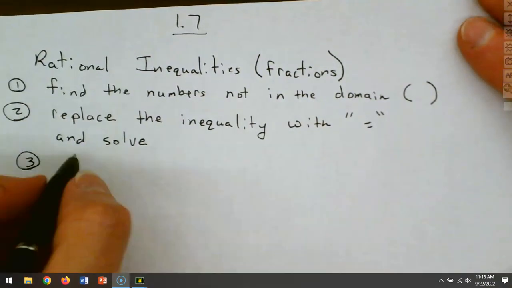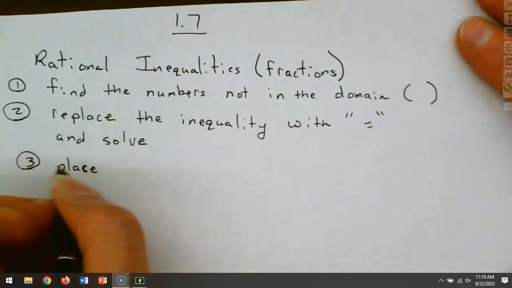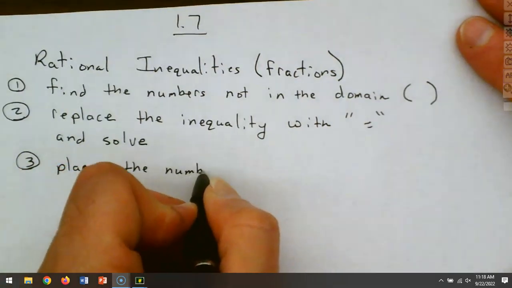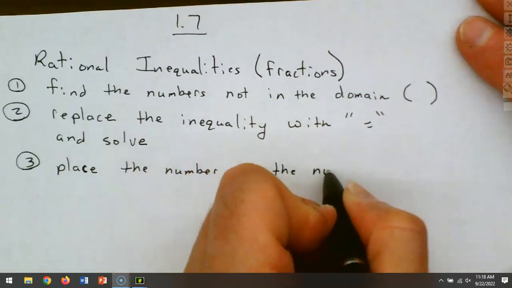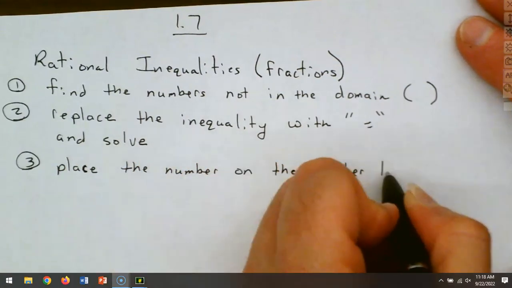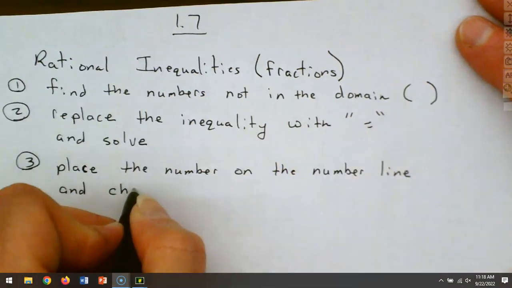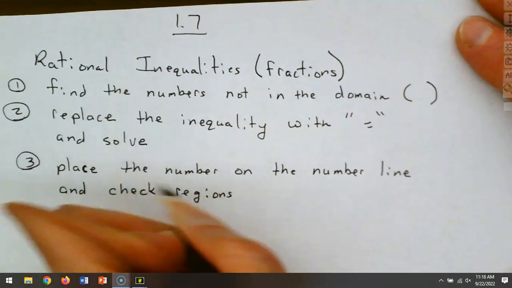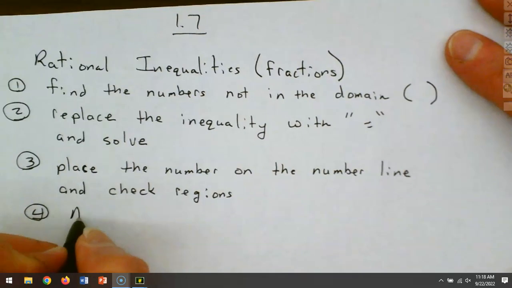Step number 3 is place the numbers on a number line. And check regions. Sorry about that. So check regions. And then finally, your answer is the true regions.